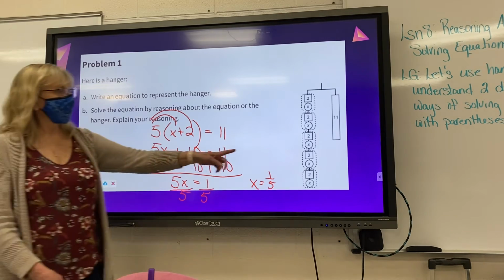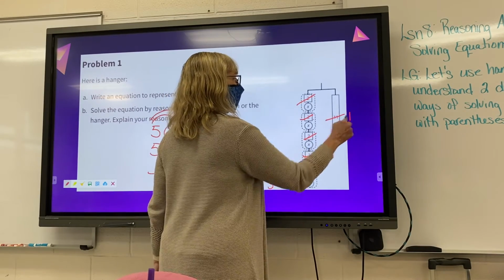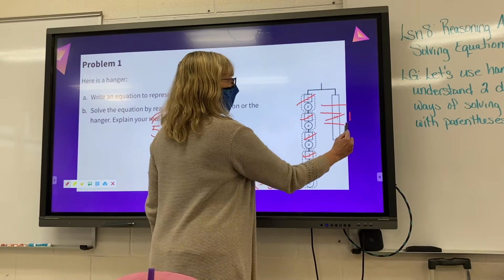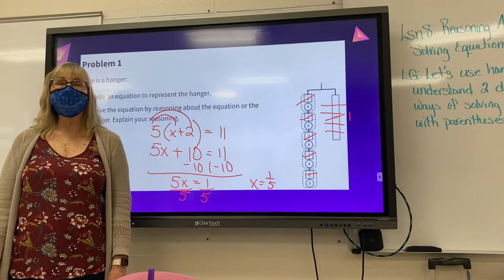Think about it if we looked over here. 2, 4, 6, 8, 10. Take away 10 there, we get 1. Well, what are we going to do to this one? We're going to split it up into fifths, right? Each x is going to be worth 1/5.